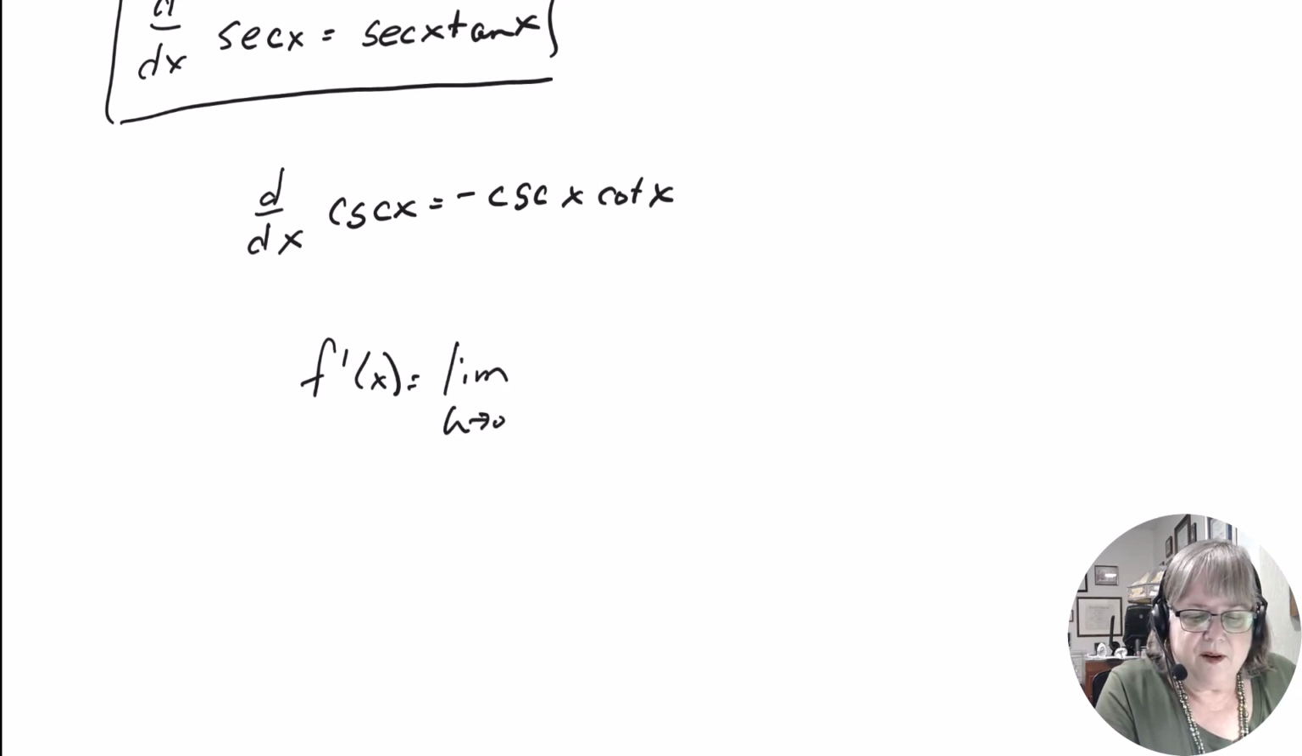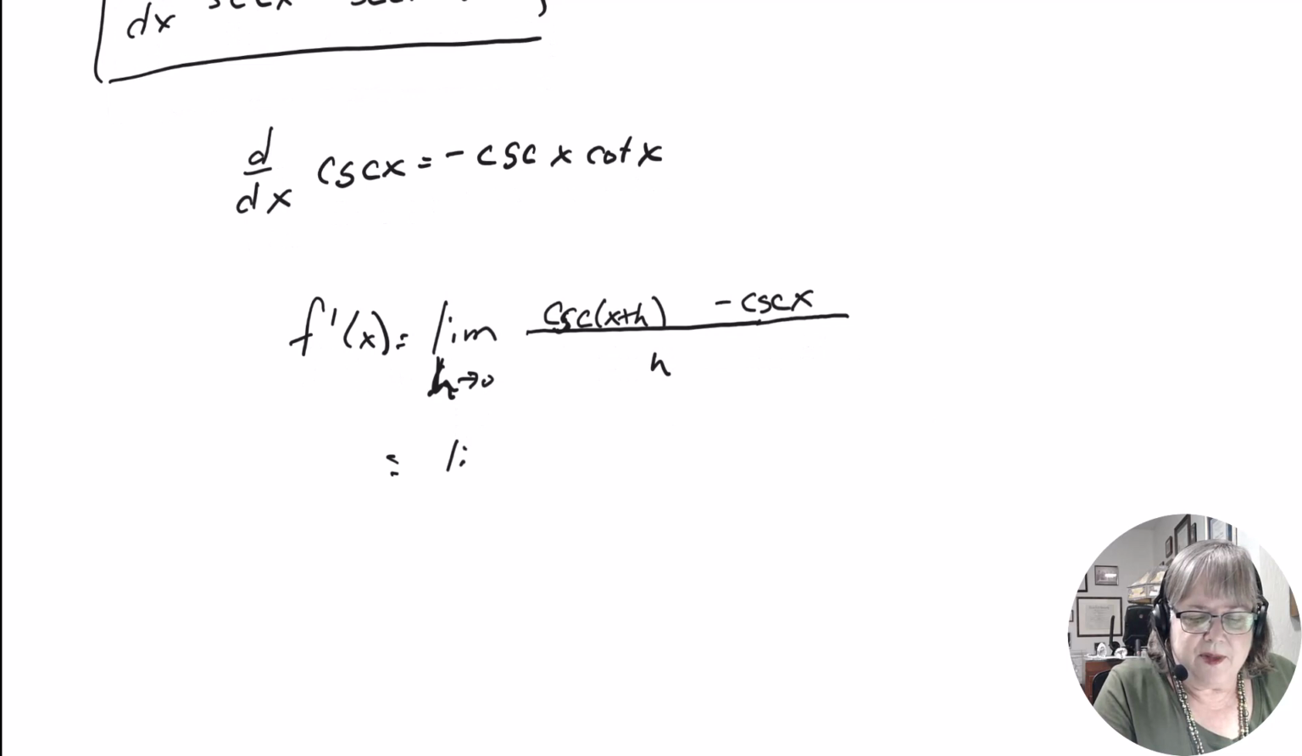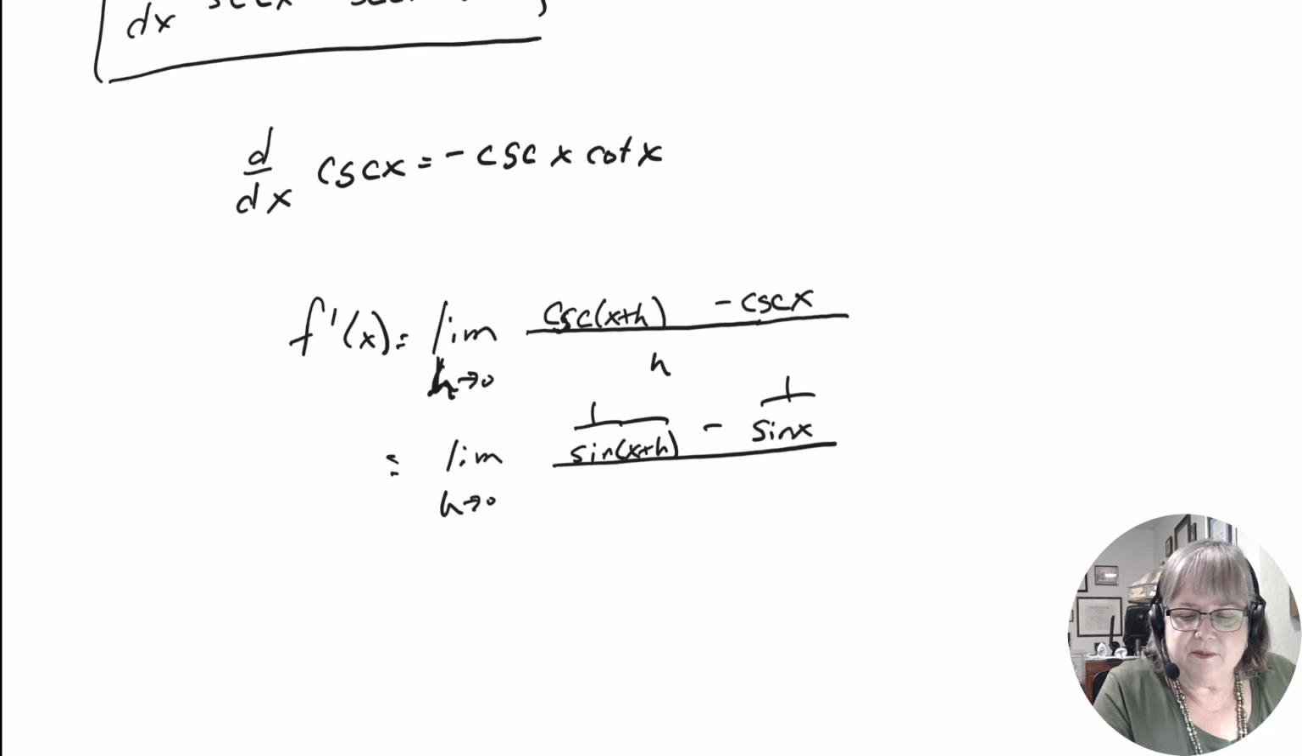And so hopefully you're back. And you would have minus cosecant x here and cosecant x plus h. And here's your h. And this is the limit as h goes to 0 of 1 over sine x plus h minus 1 over sine of x, over h. And here we go again.